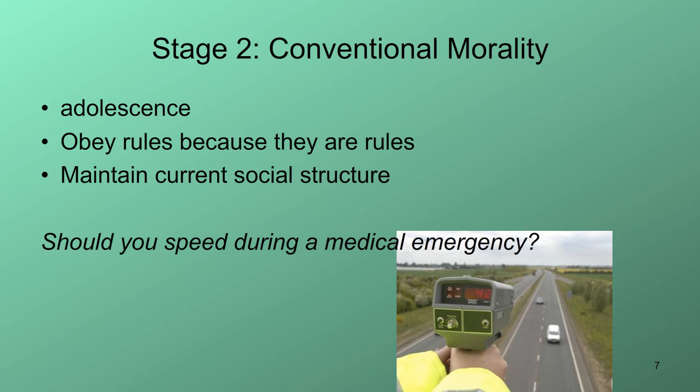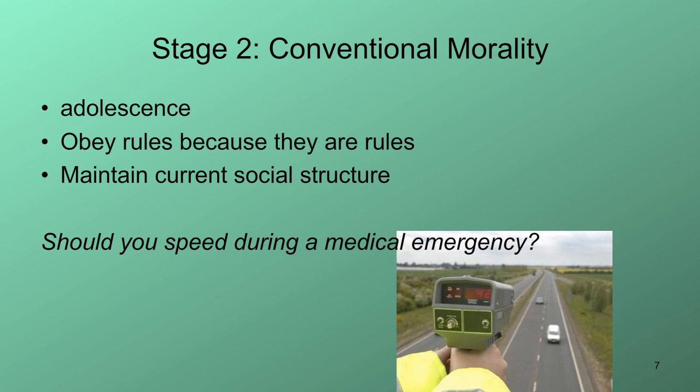So here's a question that you might consider for yourself. Should you speed during a medical emergency? Well, on the one hand, you've got the idea that during a medical emergency you want to be able to help someone and save their life. But on the other hand, speeding is an illegal activity. Kohlberg would argue that in the second stage, that stage of conventional morality, the child would say you should not speed during a medical emergency. Why? Because rules are rules, and we have speed limits for a specific purpose. So you need to obey the speed limit, because if you don't, the current social structure will be falling apart.